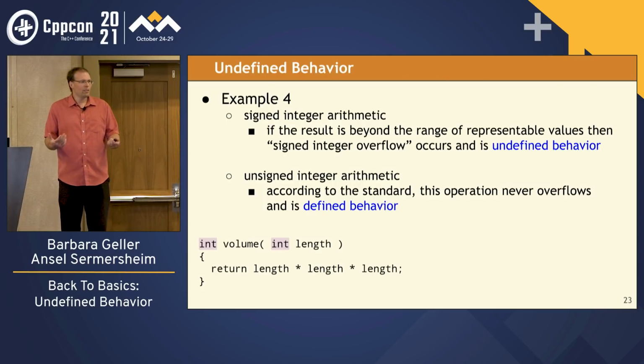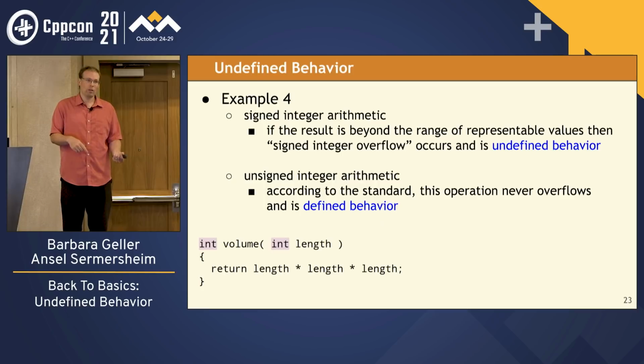One of the things which is undefined behavior is if you're doing arithmetic on signed integers and you get a result that's outside the range that can fit in that data type, then you have something called signed integer overflow. That's undefined behavior. This is one the standard says is undefined behavior. So here we have a function that just returns a volume given a length. We're just taking the input argument and cubing it. This number will get very large very fast. So it's undefined behavior to call this function with a value that causes the result to overflow.